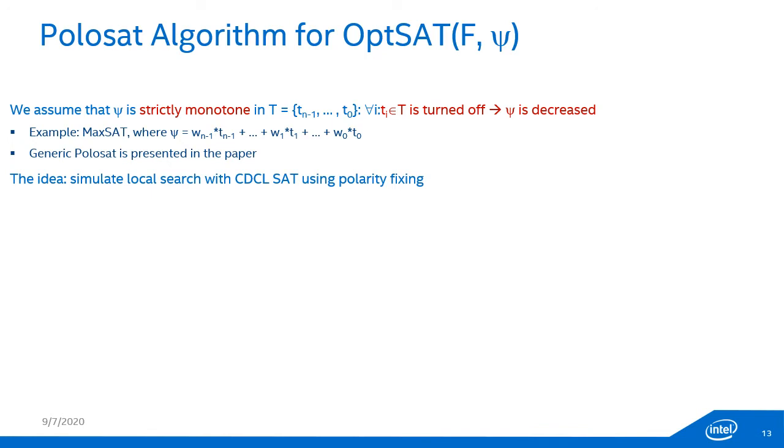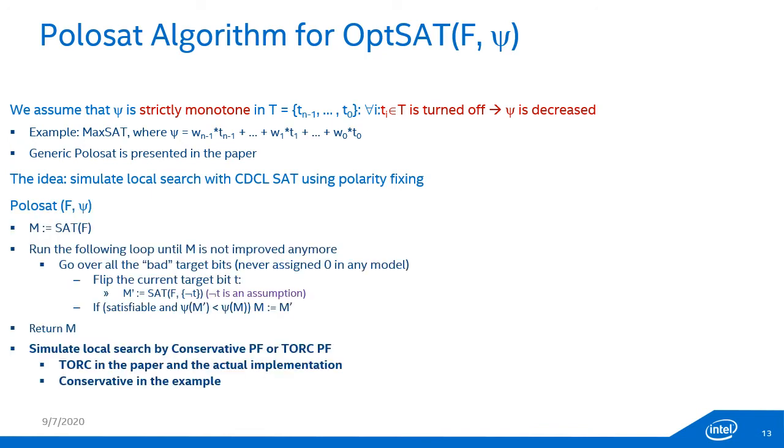Now, a generic version of PoloSAT is presented in the paper. I'm not going to cover it today. The idea behind PoloSAT is to simulate local search with CDCL SAT solving using polarity fixing. Polarity fixing by itself simulates local search because it makes the SAT solver look for a solution near a given assignment, but we want to take this idea one step further.